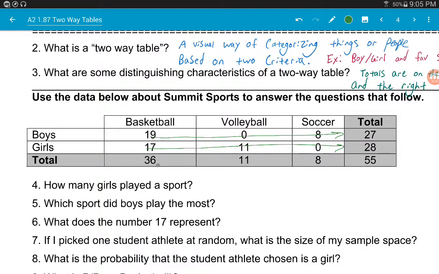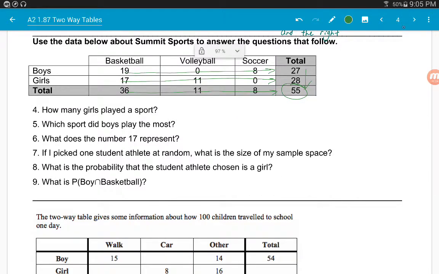And it actually even works in these. 36 plus 11 plus 8 is 55. And it works here too. 27 plus 28 is 55. And the number in the very bottom right is our sample space. That's the total number of people or items that we're dealing with. The total number is in the bottom right. So let me go through one example on the back.